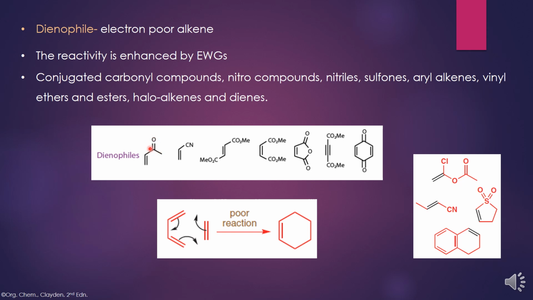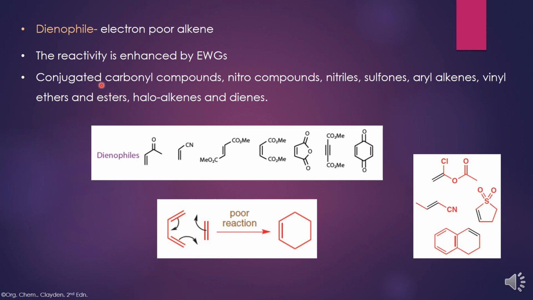Here we can see some electron-withdrawing groups: carbonyl compounds, then cyanide substitution with the cyanoalkenes, and here we can see some ester groups and maleic anhydride. This is a quinone structure. These all are dienophiles. These all possess a double bond, but it is substituted with some electron-withdrawing groups. So the double bond of these dienophiles is electron poor, and these all can easily take part in the Diels-Alder reaction.